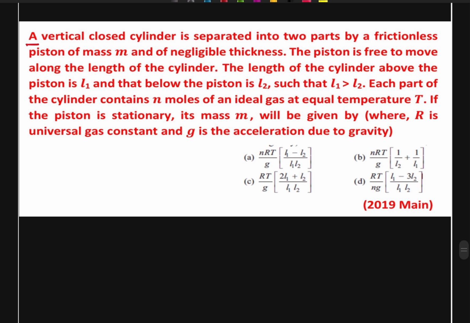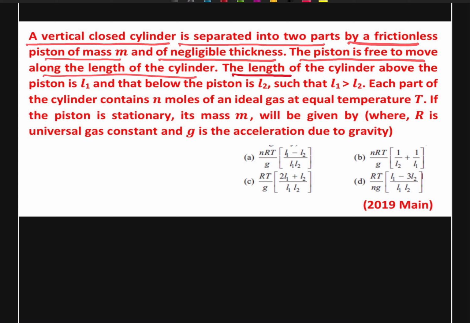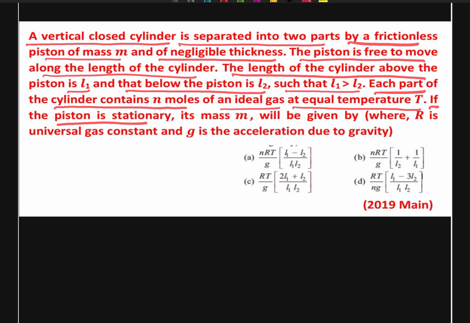A vertical closed cylinder is separated into two parts by a frictionless piston of mass m and of negligible thickness. The piston is free to move along the length of the cylinder. The length of the cylinder above the piston is L1 and below the piston is L2, such that L1 is greater than L2. Each part of the cylinder contains n moles of ideal gas at equal temperature T. If the piston is stationary, its mass m will be given by, where R is the universal gas constant and g is the acceleration due to gravity.